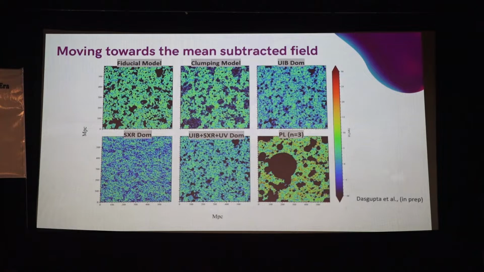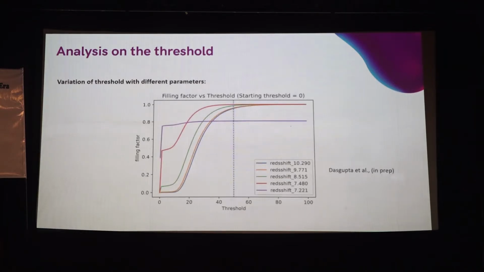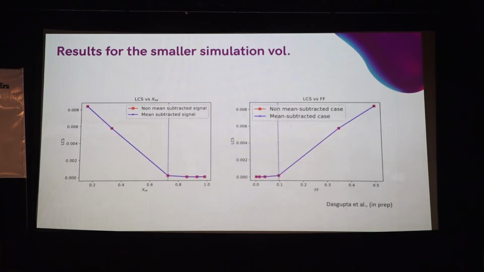So what we did was we tried to analyze the mean subtracted fields, and this is the visual representation of those. Now, as the mean has been subtracted from these maps, it is important to take account of the threshold. A thorough analysis of the threshold led us to believe that we have to take a varying threshold instead of a constant threshold. For this particular case, we have chosen the threshold to be the minimum of our particular field. And what we have seen is that the mean subtracted case actually follows what the non-mean subtracted case was.